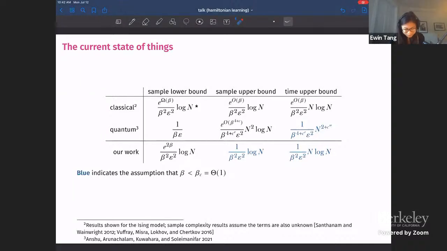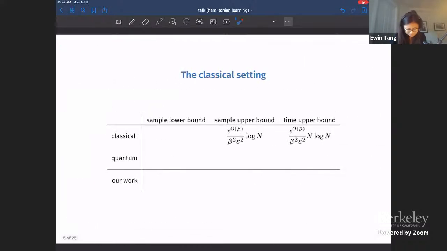And so, yeah, the only thing that's not optimized is that the critical temperature is constant, but it's not like we try to optimize it. Okay, so first I'm going to talk about the classical setting. I'm going to talk about how we get these sample complexity upper bounds in the algorithm.